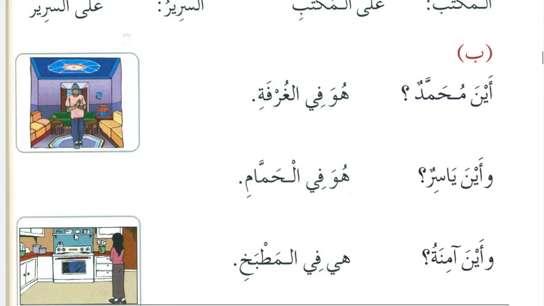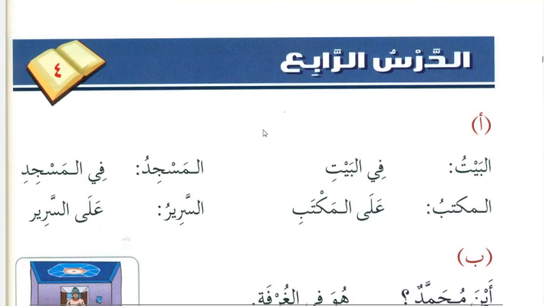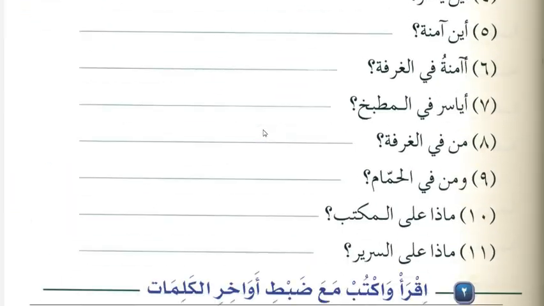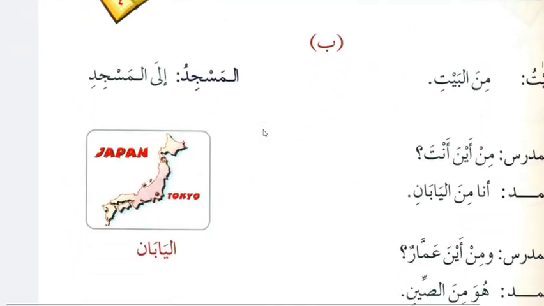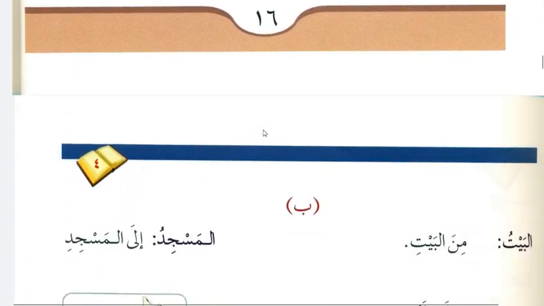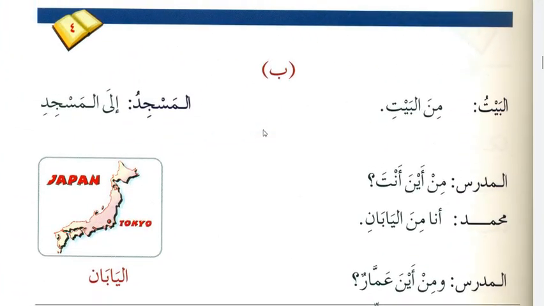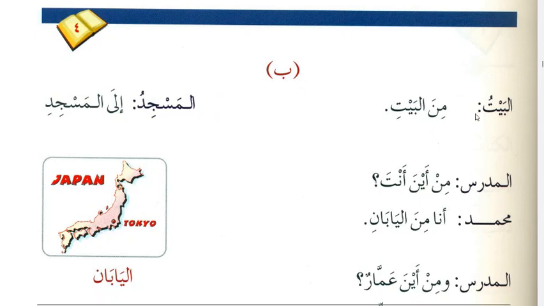Aina Muhammad, where is Muhammad? Huwa fil ghurfa, he is in the room. I think we have already done it. Yes, we have. I forgot. Sorry. Okay, we were here. This one. Al baytu, the house. Min al bayti, from the house. Al masjidu, the masjid. Ila al masjidi, to the masjid.